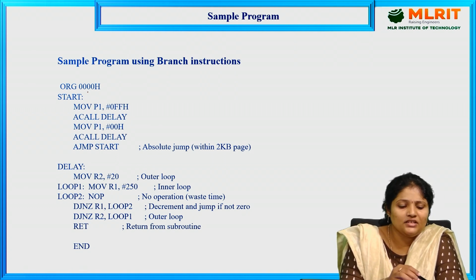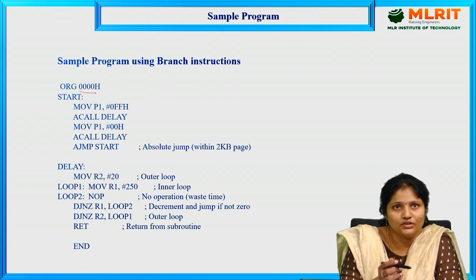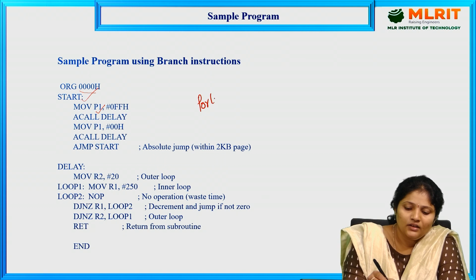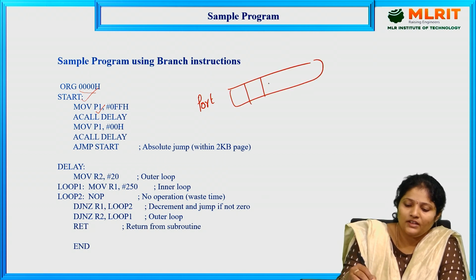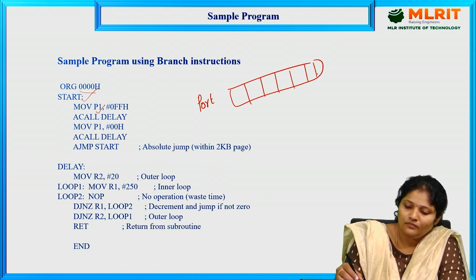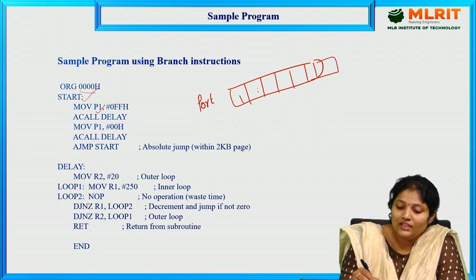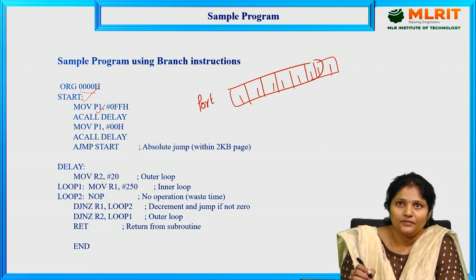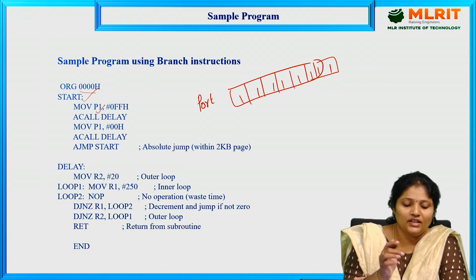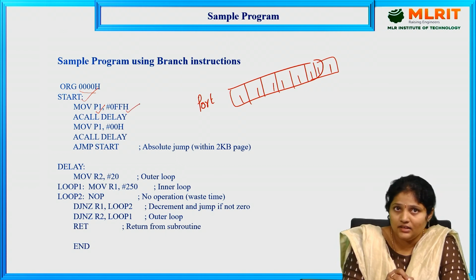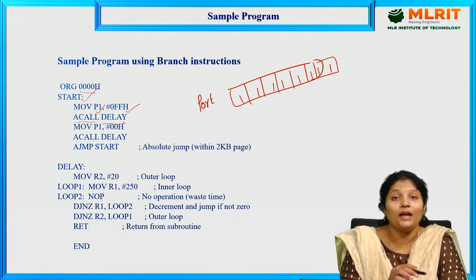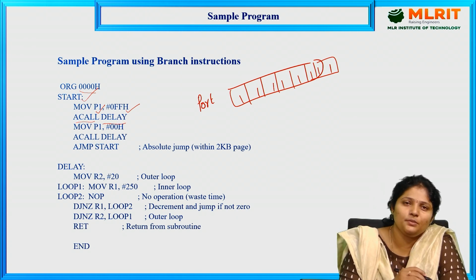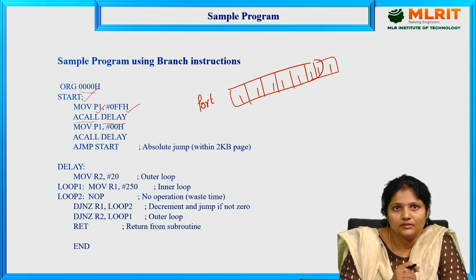So our program will start. I'm taking the program starting at the 0000 location. Here P1 is port 1. So port 1 data is filled with all ones, so all the LEDs are on, right? I want to give some delay. That's why after filling port 1, I call the delay using ACALL. So what is the difference between call and jump instructions?